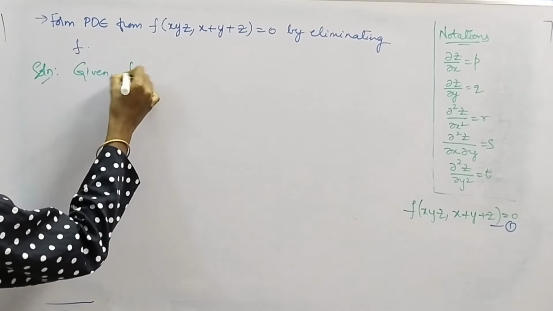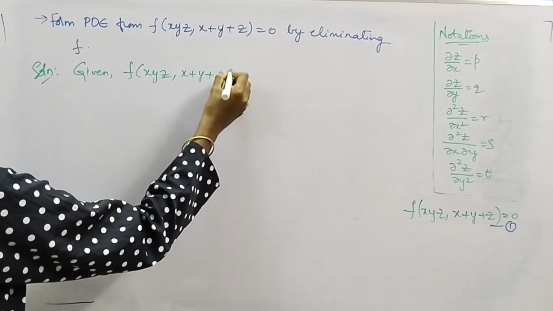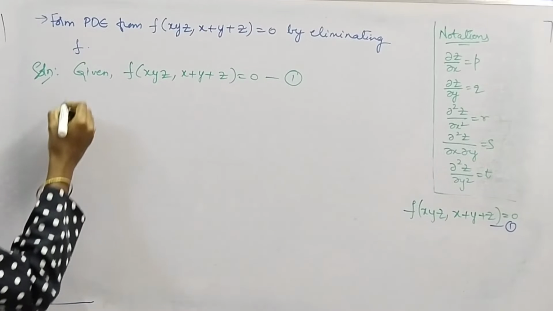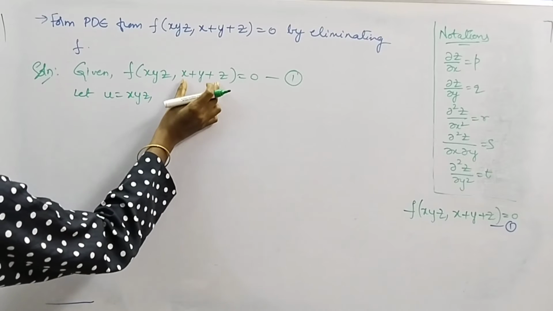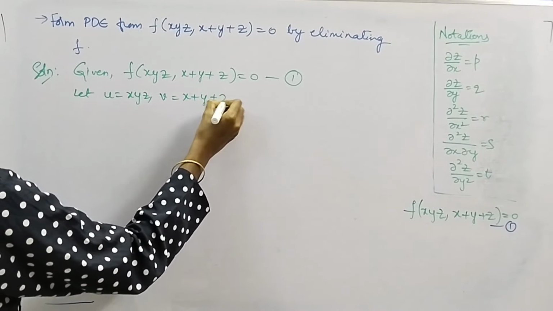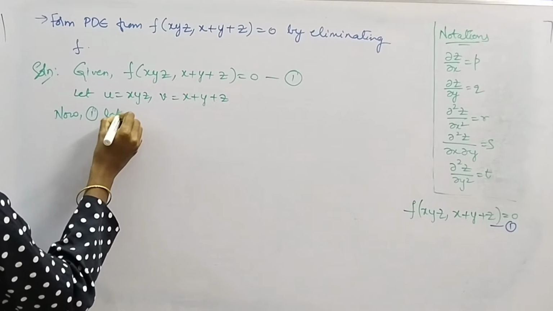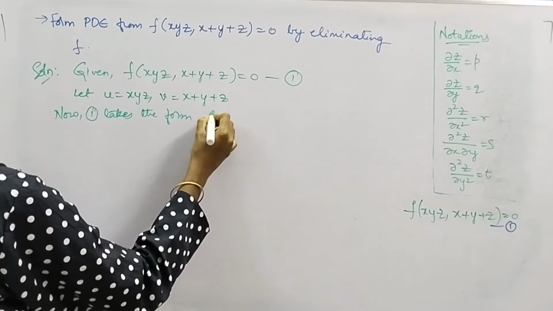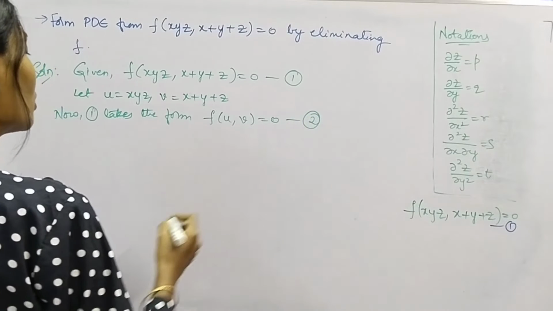Given f of (xyz, x plus y plus z) equal to 0. Consider as equation number 1. Now let u equal to xyz and v equal to x plus y plus z. Now 1 takes the form f of (u, v) equal to 0. Consider as equation number 2.